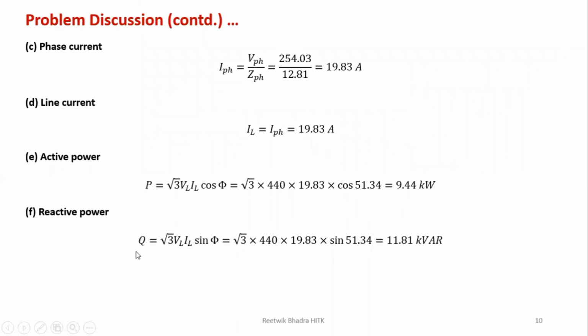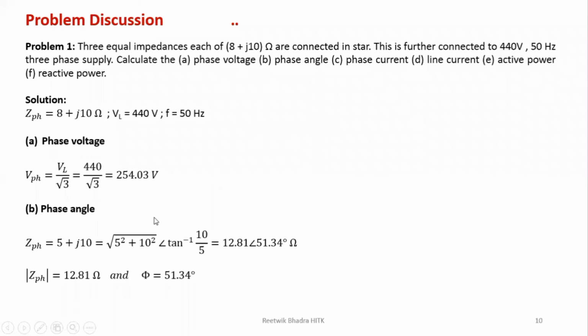Remember your unit, kilowatt. Q is root 3 VL IL sin phi; substituting the values gives 11.81 kVA. All are coming in kilo, that is, times 10 to the power 3. So instead of writing times 10 to the power 3, I have used kilowatt. Please take care of this.